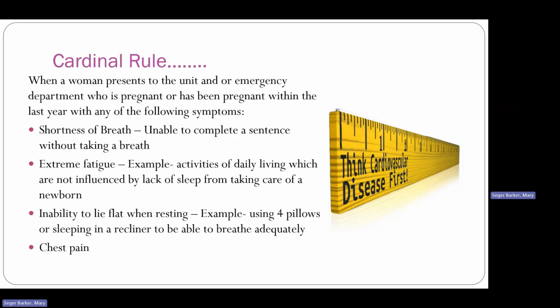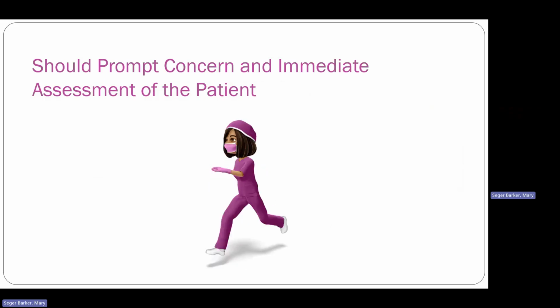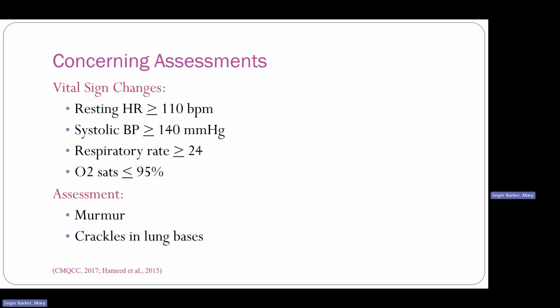If a woman presents in your work environment with these symptoms, they go to the front of the line and they should be investigated for cardiovascular disease until you can totally rule it out. So prompt, concerned, and immediate assessment of the patient. Here are some concerning assessments, and I know that these vary, but this is from CMQCC. A resting heart rate greater than 110 beats per minute, systolic blood pressure greater than or equal to 140, respiratory rate greater than or equal to 24, and O2 sats less than 95%, any type of murmur or crackles in lungs or suspected pulmonary edema.